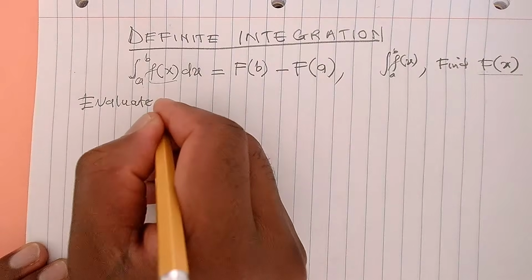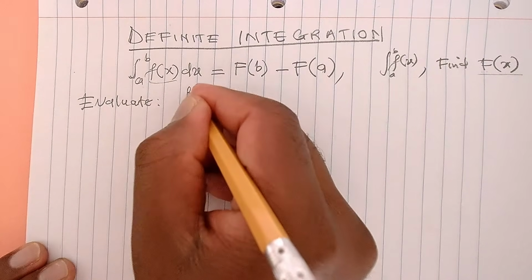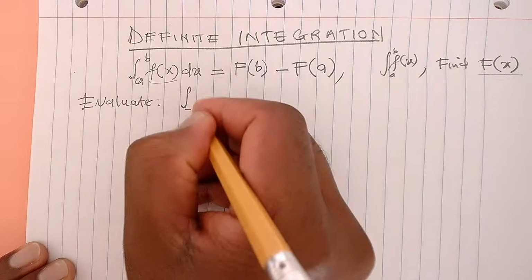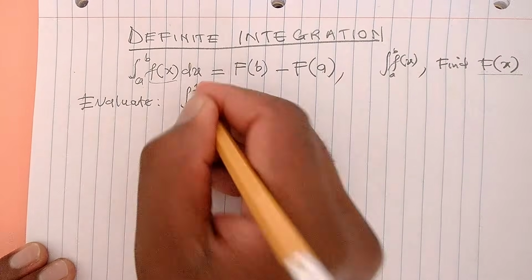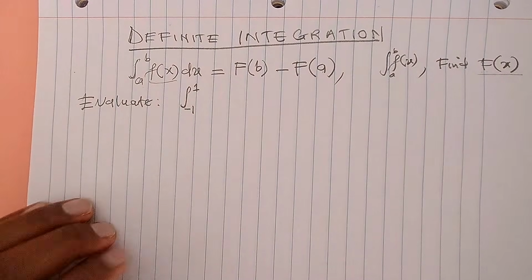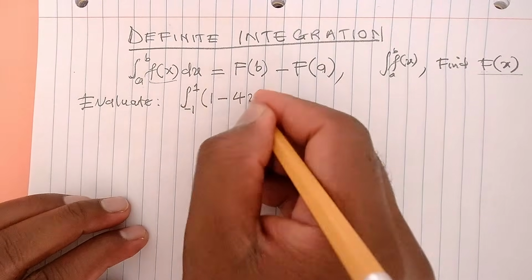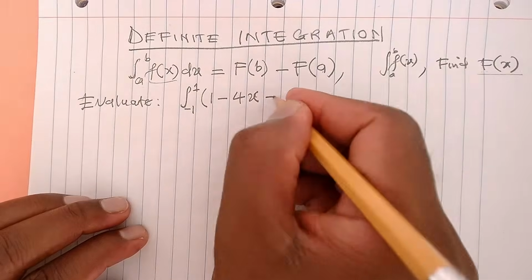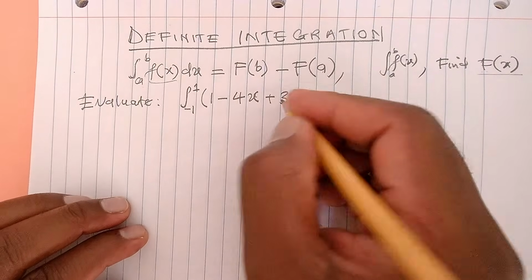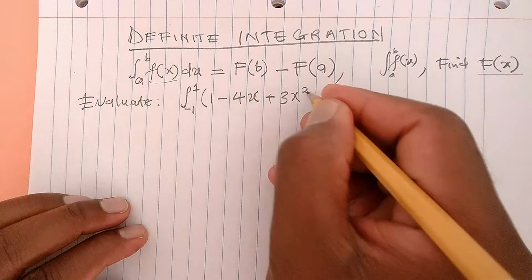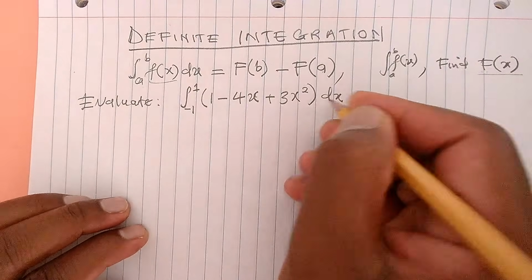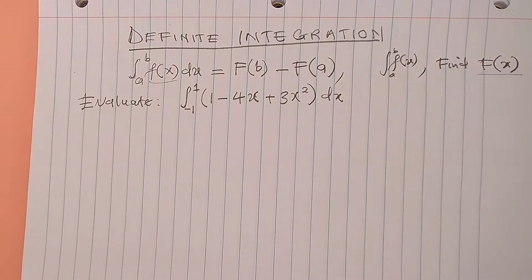So what are we evaluating? The integral from -1 to 1, right? From -1 to 1 of 1 minus 4x plus 3x squared with respect to x. Okay.